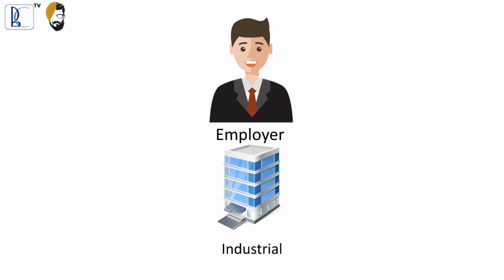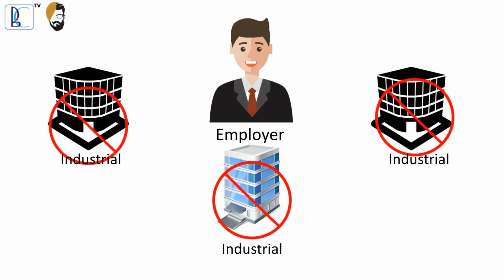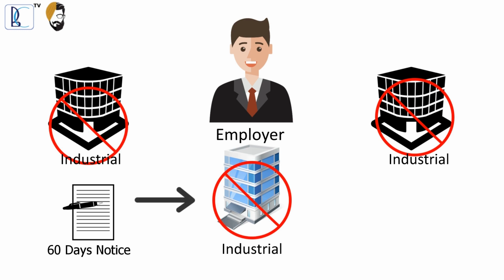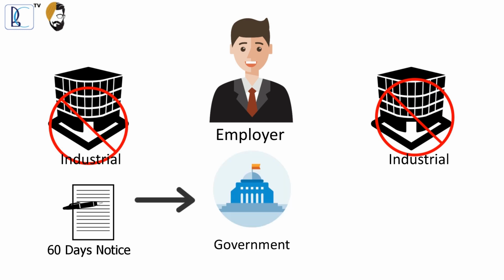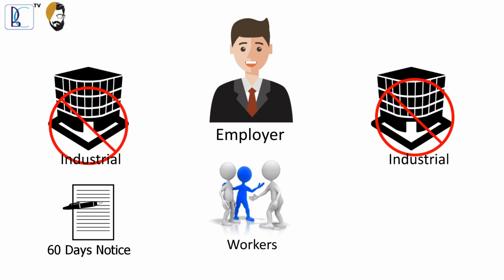Closure of an industrial establishment: an employer intending closure of an industrial establishment is required to serve 60 days' advance notice to the government. There is a provision for compensation in case of closure to those workers who have a continuous period of service of not less than 1 year.